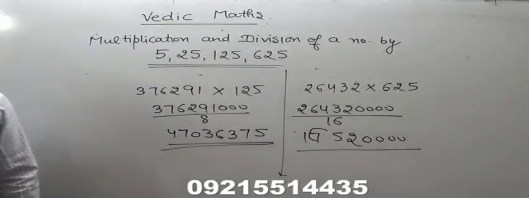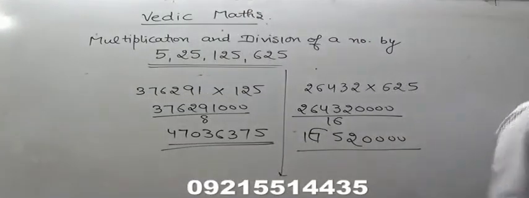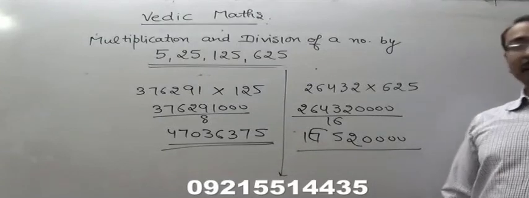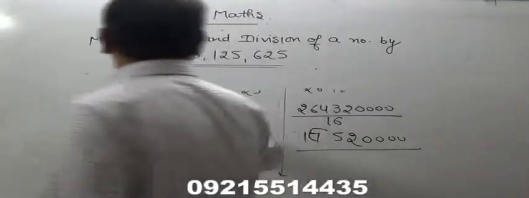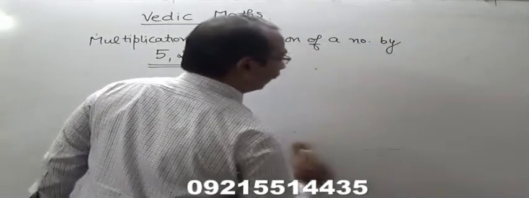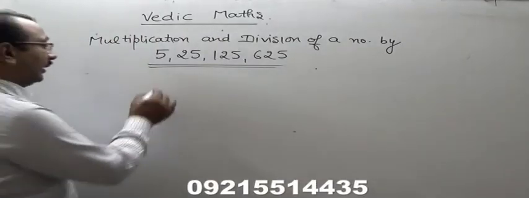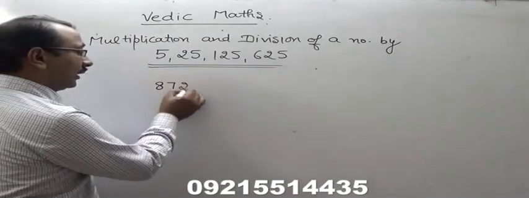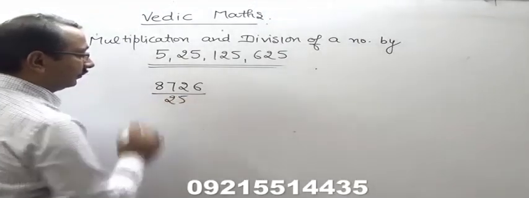If you have to multiply the given number by 5, 25, 125 and 625, you can easily answer it. Now the same thing we can also use when dividing. For example, you have to divide a number by 25, 125 or 625. Let us say the number is given as 8726, and I have to divide this number by 25.